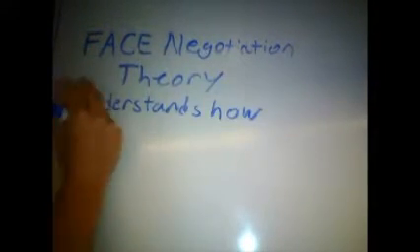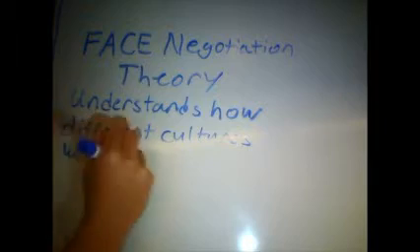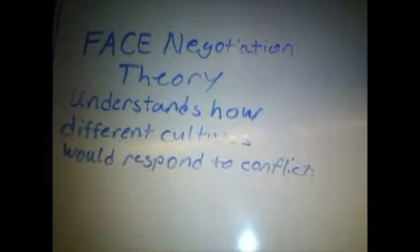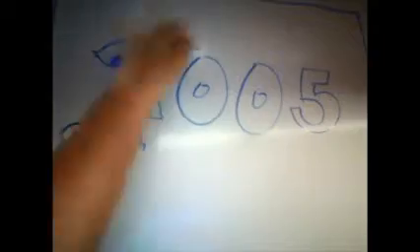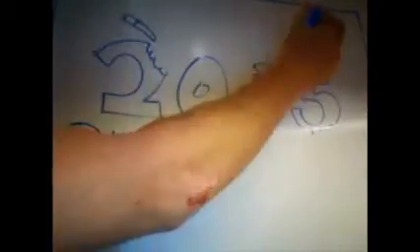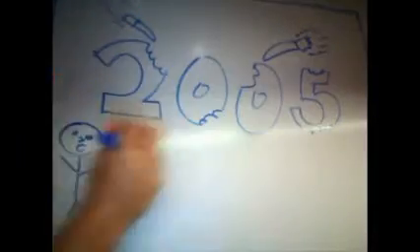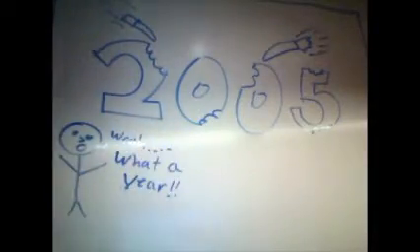Face negotiation theory, again, describes how we understand how different cultures respond to conflict. The theory has gone through multiple revisions since it was first established in 1985. Most recently, in 2005, the theory shifted its vision to conflict styles and how an individual and a culture respond specifically to conflict and how it threatens their face.